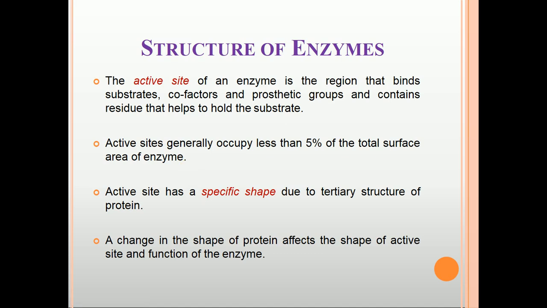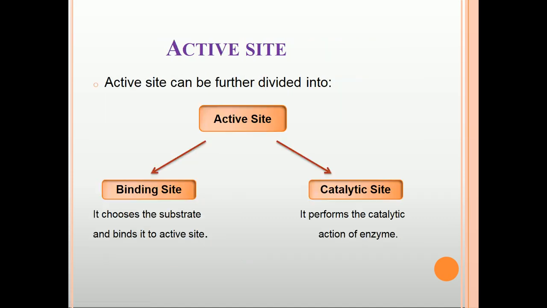So as we know, there are some particular active sites, and with these the enzymes can act and bind with the substrate, cofactor, and prosthetic groups, and contain residues that help to hold the substrates. The active site has a specific shape due to the tertiary structure of proteins, while a change in the shape of the protein affects the shape of the active site and the function of the enzyme. So this is very clear.